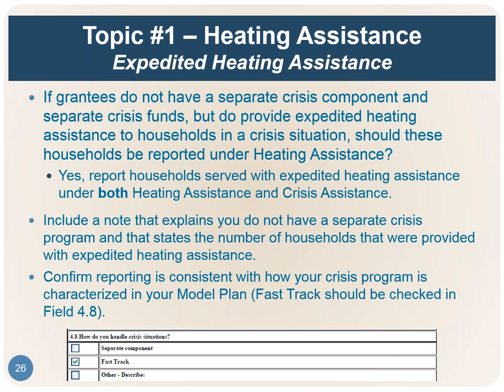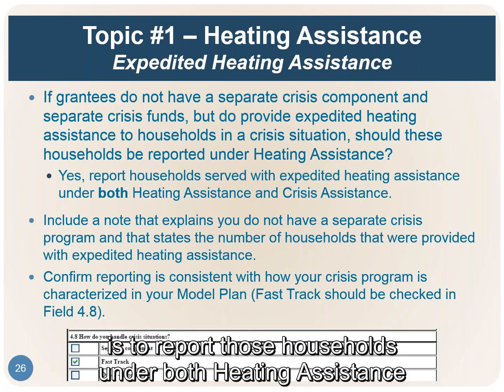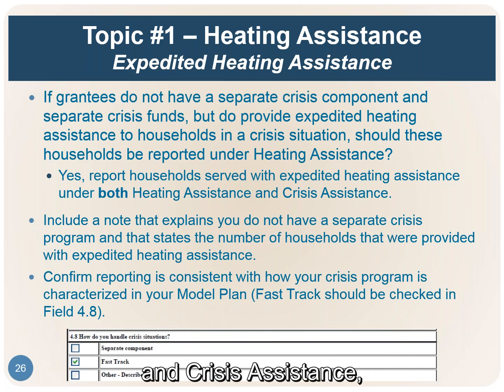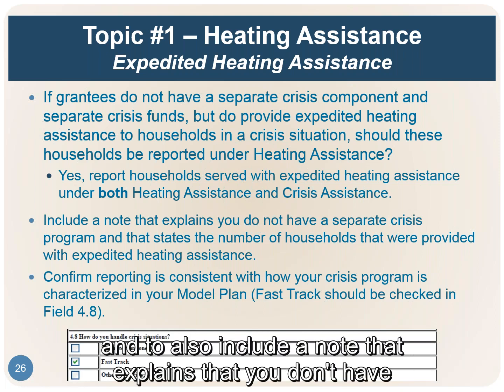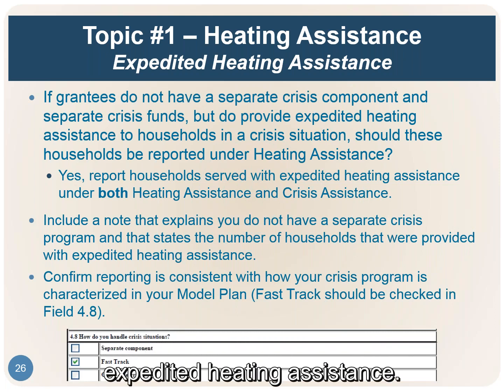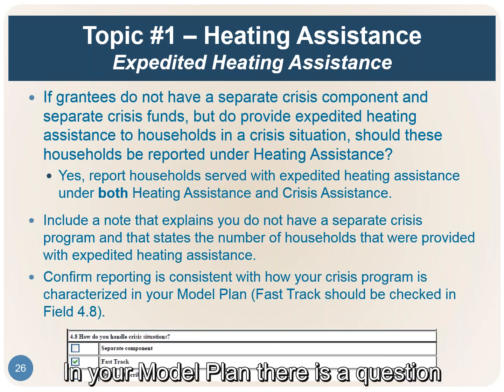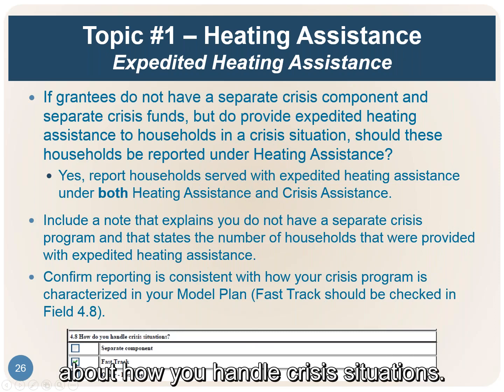you would provide them with a heating assistance benefit on an expedited timeline. So for the household report, what the instructions ask you to do is to report those households under both heating assistance and crisis assistance, and to also include a note that explains that you don't have a separate crisis program and that you're providing expedited heating assistance. And this goes back to your model plan. In your model plan, there is a question about how you handle crisis situations.